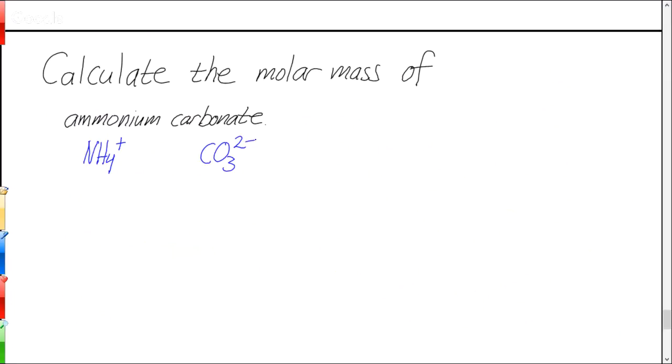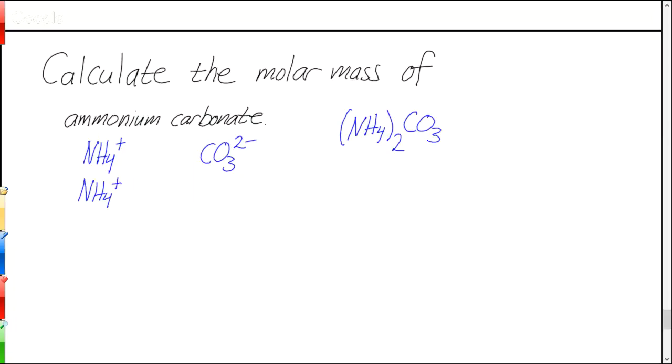We look at these 2 ions and see that one is +1 and one is -2. So we need 2 of the +1s to balance that out. So that looks like this. And the way that we draw that in a formula is we put parentheses around the NH4 and say there's 2 of them, and then the carbonate. So that's the formula. And you need the formula first to be able to calculate the molar mass.